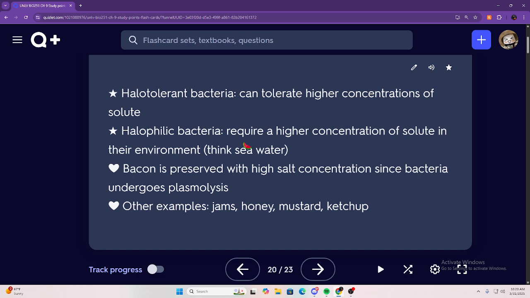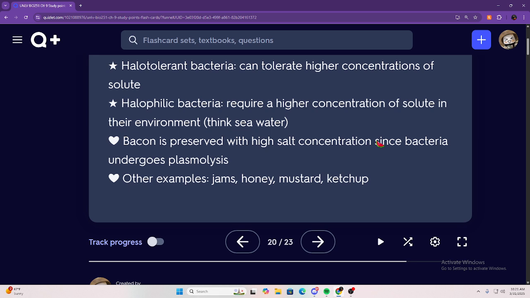Understand solute and salt concentration and food preservation. Halotolerant organisms can tolerate higher concentrations of solute, while halophilic ones, remember that philic means love, require a higher concentration of solute in their environment. Think about seawater. An example of how food is preserved is that bacon is preserved with high salt concentration since bacteria undergo plasmolysis. That's why we have bacon bits that can stay in our pantry for months. And then other examples are jams, honey, mustard, and ketchup.